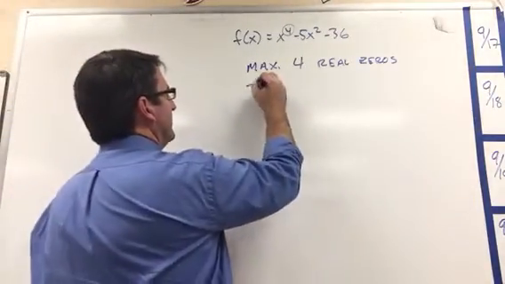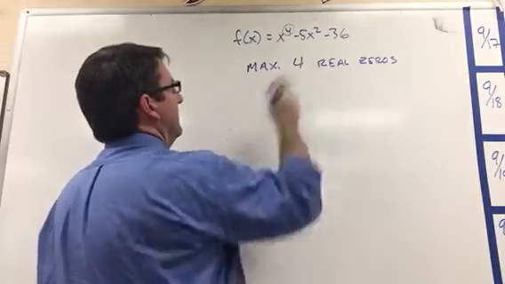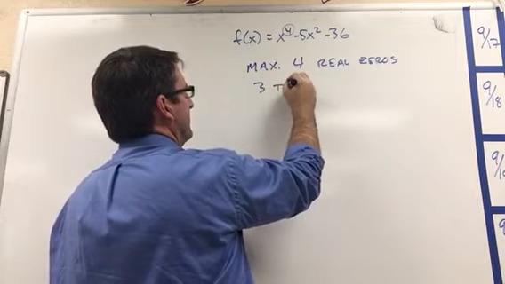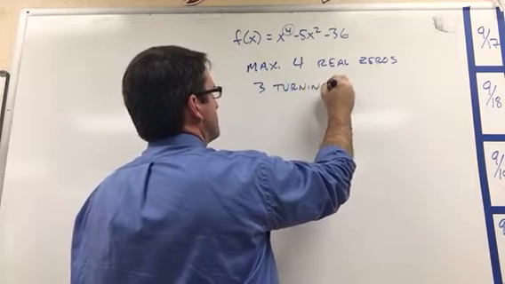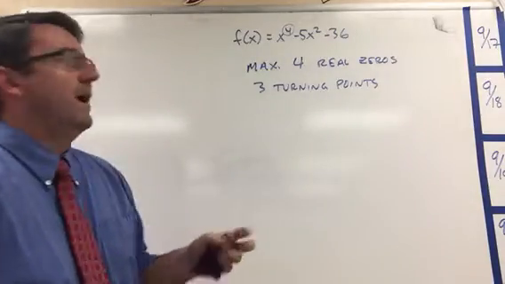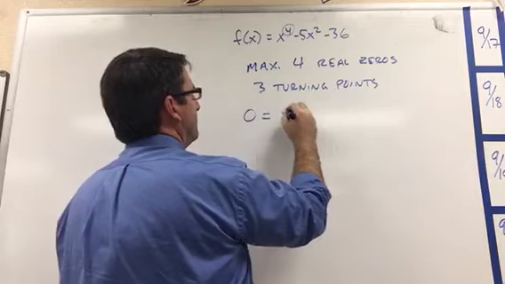The turning point, there will be this number minus 1, so there's going to be 3 turning points. All right, so now let's find the zeros of this. We'll set it equal to 0.